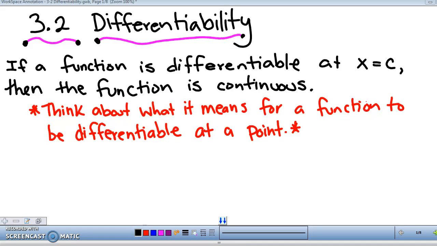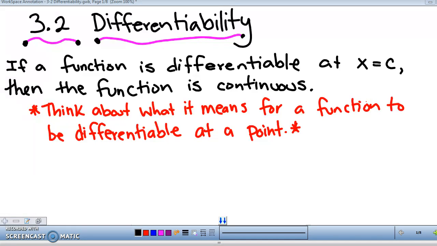3.2, differentiability. So in 3.1, we talked about how differentiation is pretty much the process of finding the derivative. In this section, we're going to focus more on the concept of differentiability itself. So if a function is differentiable at x equals c, then the function is continuous.